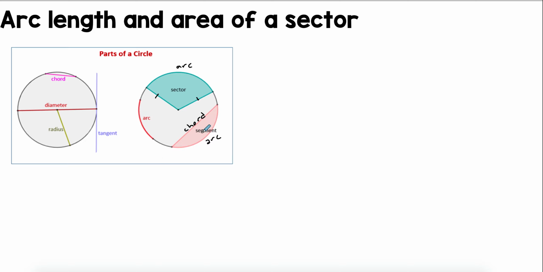So we will be dealing with sectors mostly and the arc length. The arc length could be here, or as part of the segment, and we'll be dealing with the area of a sector. So the two formulas that you should be familiar with before are that the arc length is theta over 360 times 2 pi r.